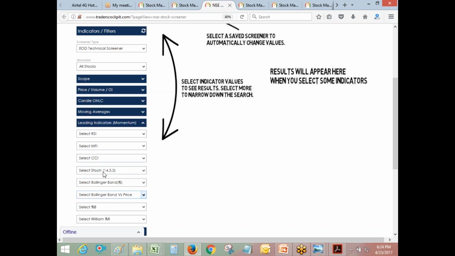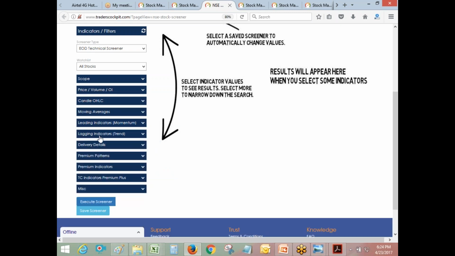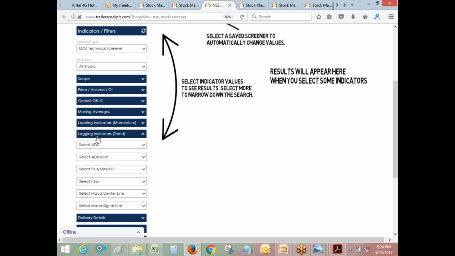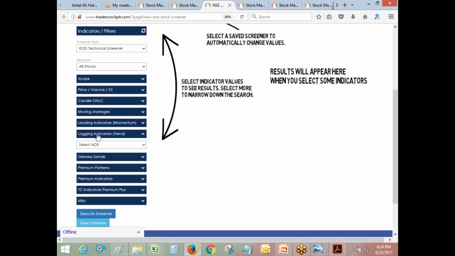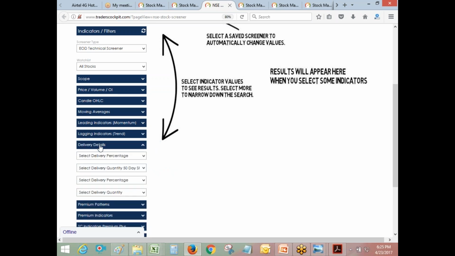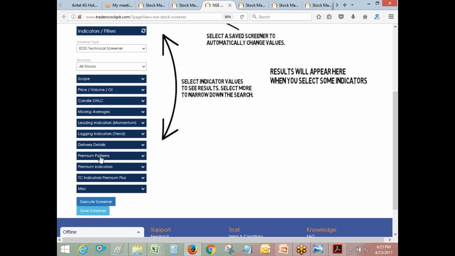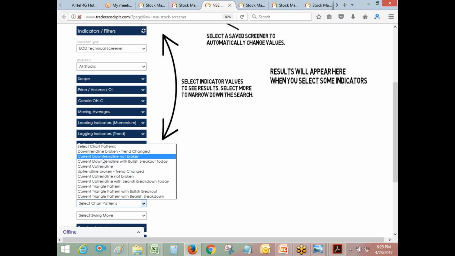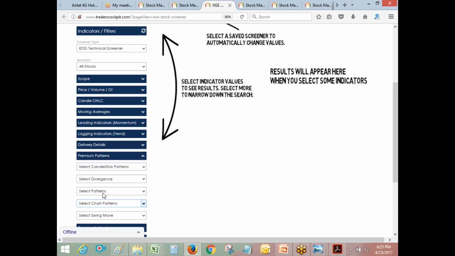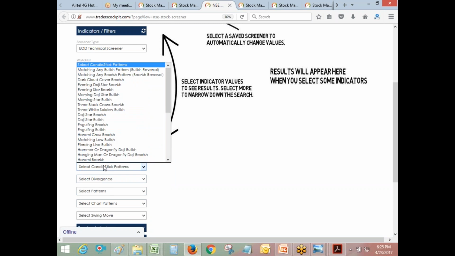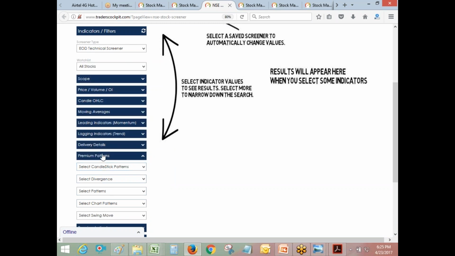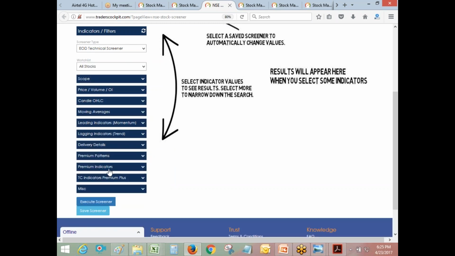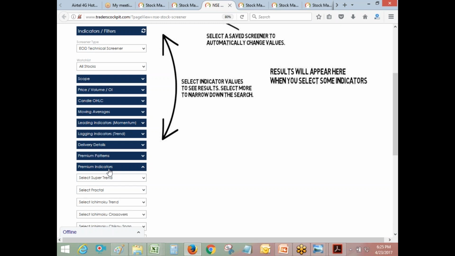So you define it, and then similarly you have lagging indicators on trend, various indicators like ADX, PSAR, MACD and all that, and then you have delivery percentage, and then you have patterns like candlestick, divergence, chart patterns, like trend line has broken, trend line not broken, or a divergence formed or a candlestick pattern formed, whichever. So you can virtually check a huge number of conditions. Then these are Ichimoku, Super Trend, Heikin-Ashi and all kinds of indicators.